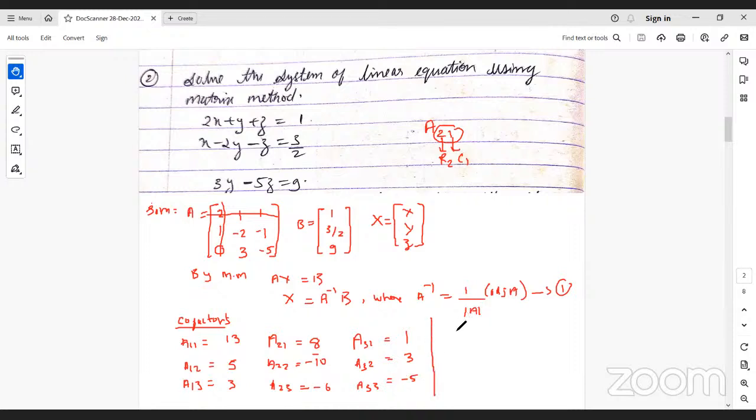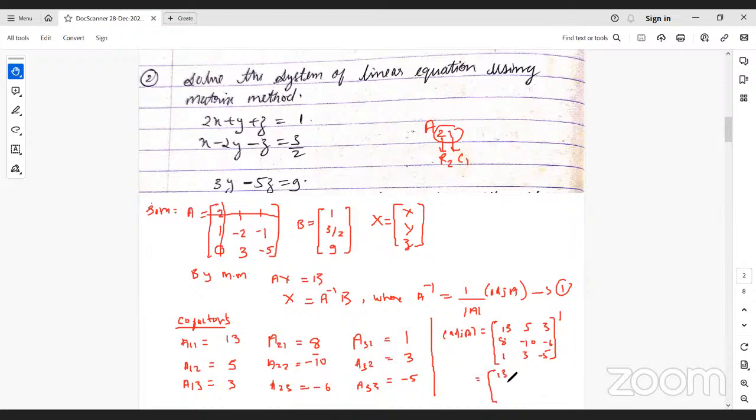After finding the cofactors, we need to write the adjoint of A. So the adjoint of A will be equal to, we just need to arrange these terms. The first term is 13, the first element's cofactor, then 5 and 3. Then similarly 8, minus 10 and minus 6. Next 1, 3 and minus 5. We need to take the transpose of this. Transpose means you need to convert the rows into columns.